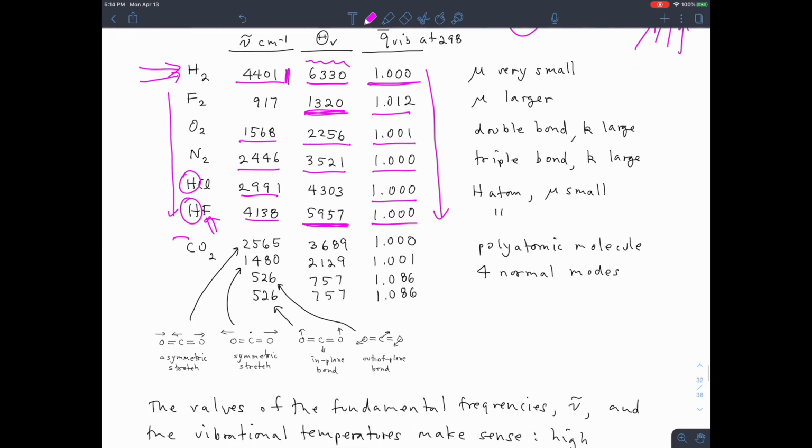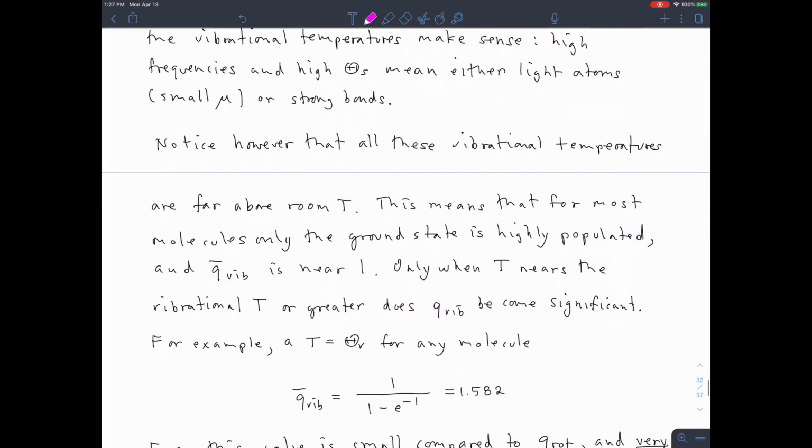Finally, down here for CO2, we have a polyatomic molecule. It's linear, and it has 3 atoms, and for that reason, it's got more than one oscillator. It's got 4 normal modes and therefore 4 oscillators. And so that's why there are 4 fundamental frequencies here and also 4 vibrational temperatures. In order to understand that better, we have to talk about polyatomic molecules and normal modes, and that's what we'll do next.